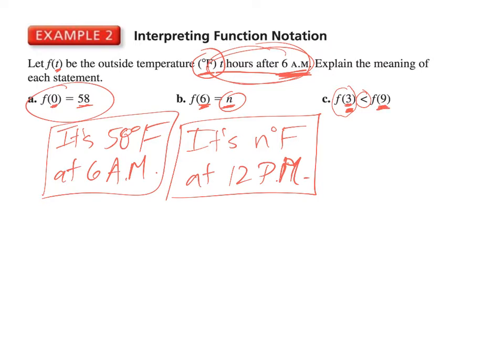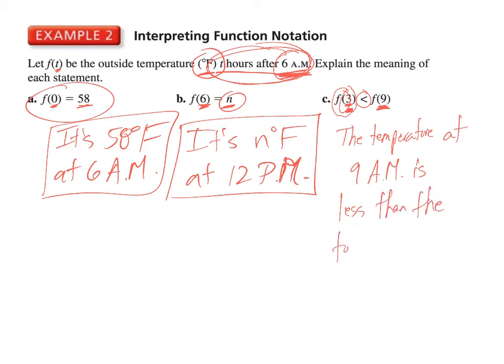Okay, so we could say the temperature at, it's going to be 3 plus 6, so then we're at 9 a.m., is less than the temperature at, what time is it then? What's 9 hours after 6 a.m.? Well, if we add on 6 to this, we get to 12 p.m., and then we add 3 more hours on, and we get to 3 p.m. So it'll be at 3 p.m. And there's your answer for that one.